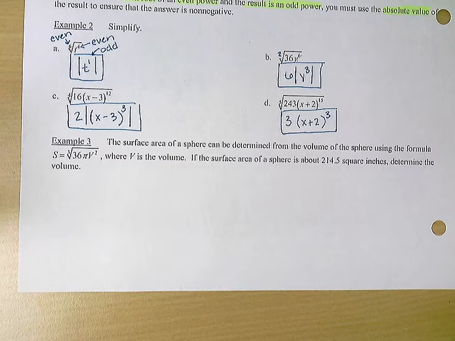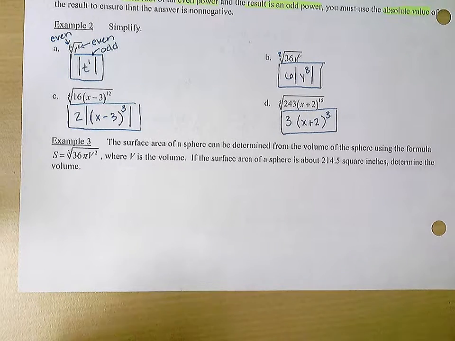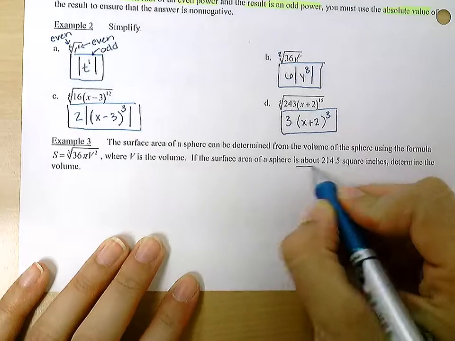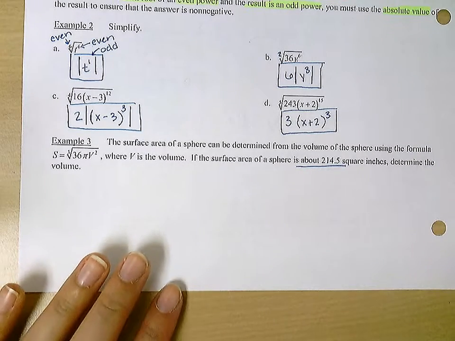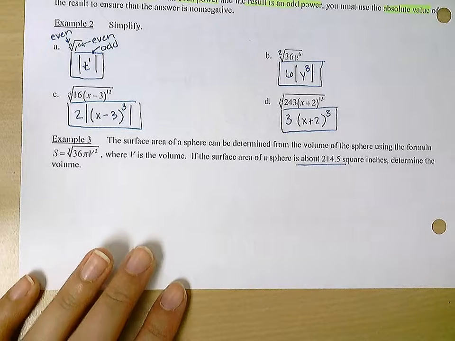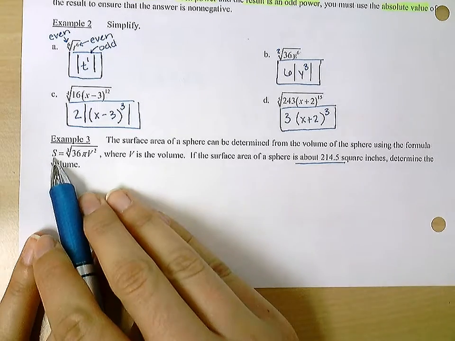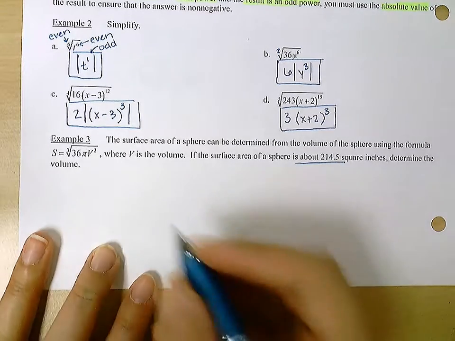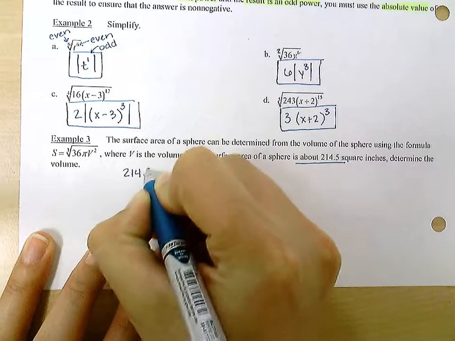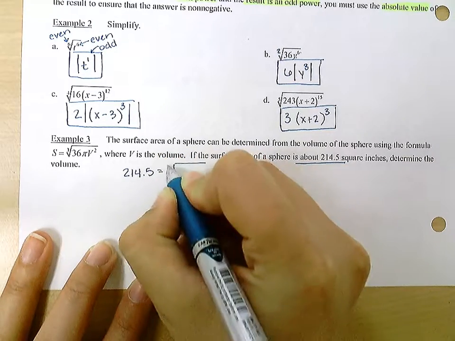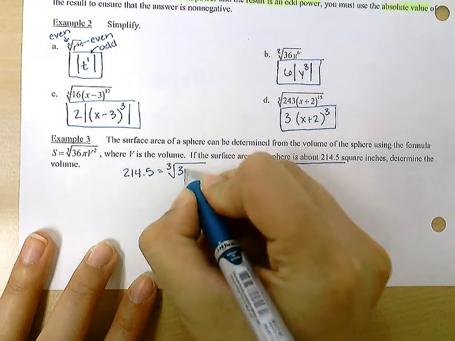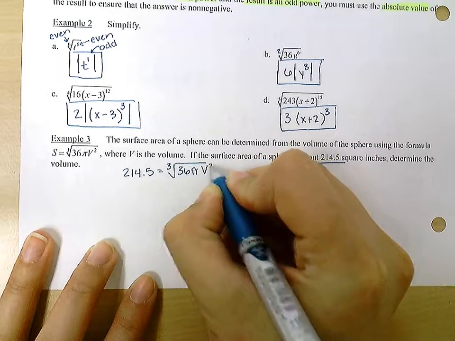The surface area of a sphere can be determined from the volume of the sphere using the formula S equals the cube root of 36 pi v squared, where v is the volume. If the surface area of the sphere is about 214.5 square inches, we want to determine the volume. So all I need to do is plug in 214.5 into S because that's the surface area. Okay, so I have 214.5 is equal to the cube root of 36 pi v squared.